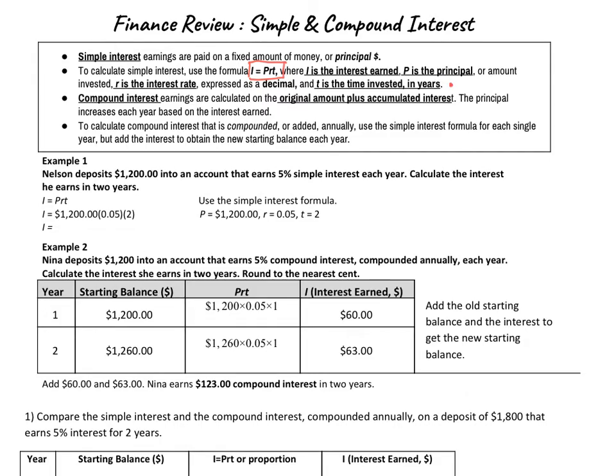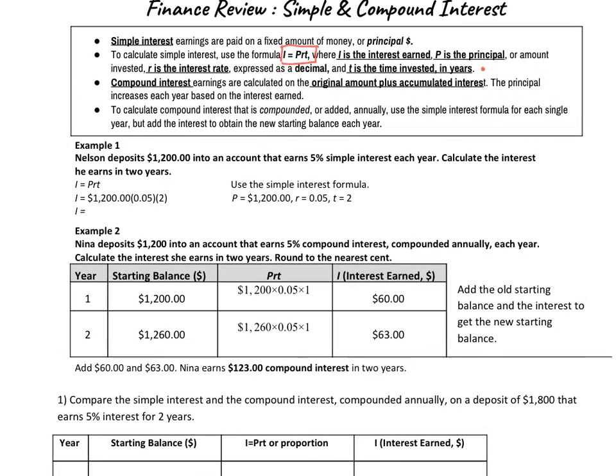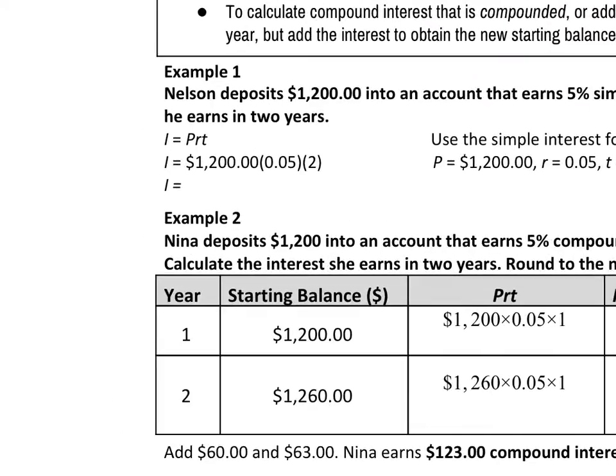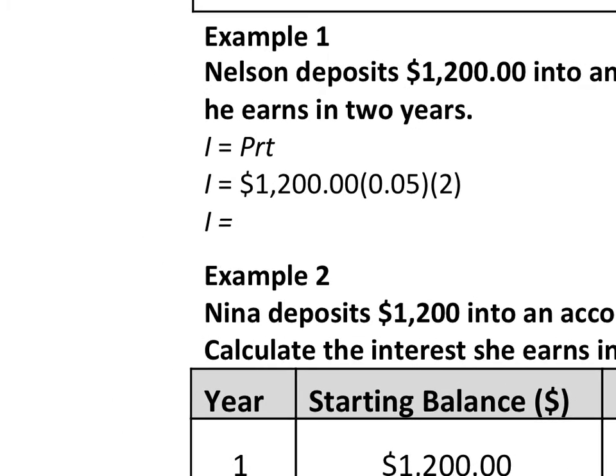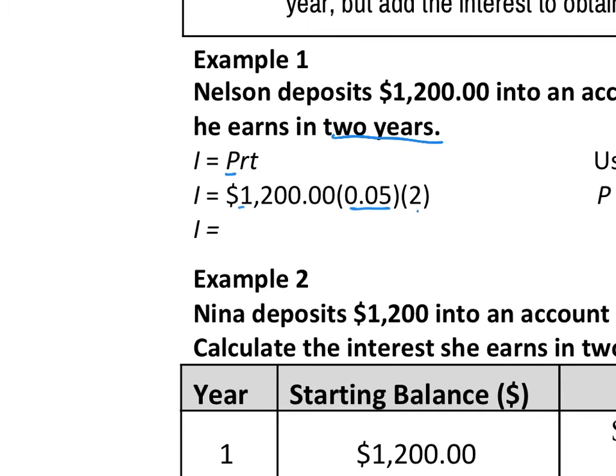We'll get there. Okay? So, for example, Nelson deposits $1,200 into an account that earns 5% simple interest. Calculate the interest. So right here, here's our formula. Do we see it? Okay. Y'all see it on your page. So we have our principal amount, which was the $1,200. Do we need all these decimals? Probably not. Okay. Rate, 5%. They put it as a decimal, 0.05. You good with that? And then how many years? He said 2 years. So there's my 2.